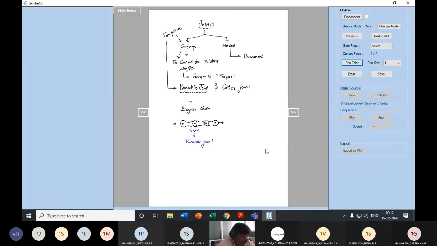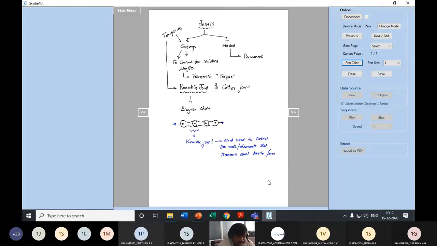So now can you tell me why knuckle joints are used? They are used to connect two rods or two elements that transmit axial tensile force. Keep that in mind. Knuckle joints are used to connect two rods or two elements, anything that transmits axial tensile force. So that is what exactly we call a knuckle joint does.